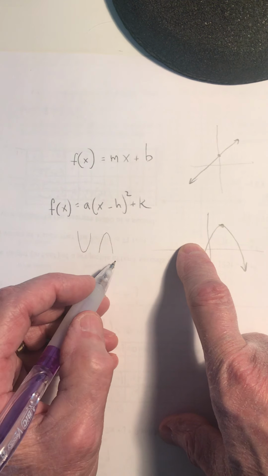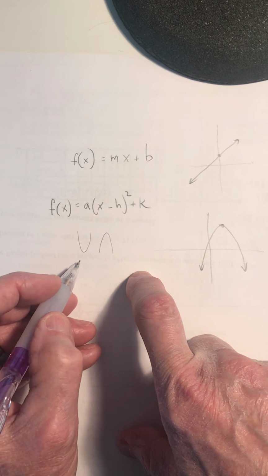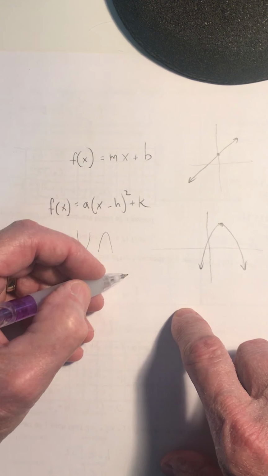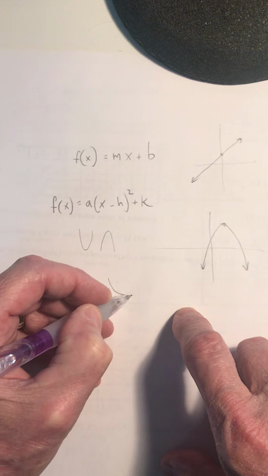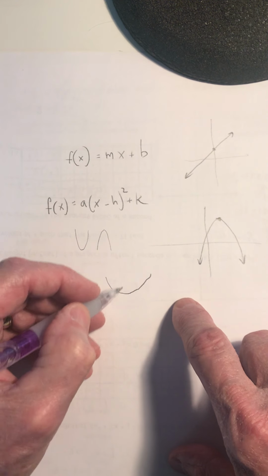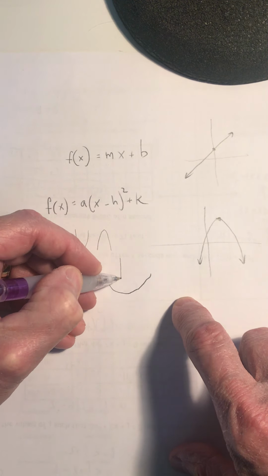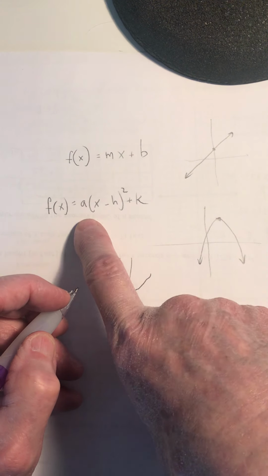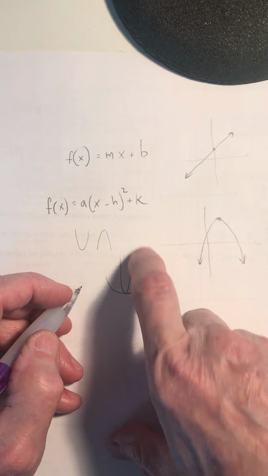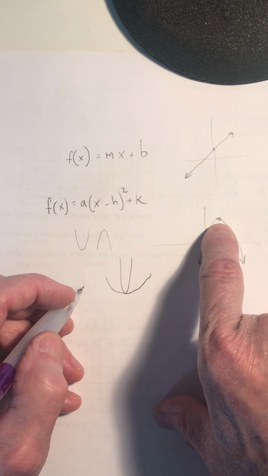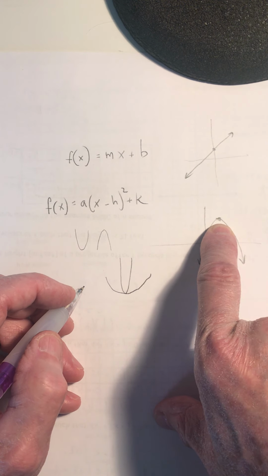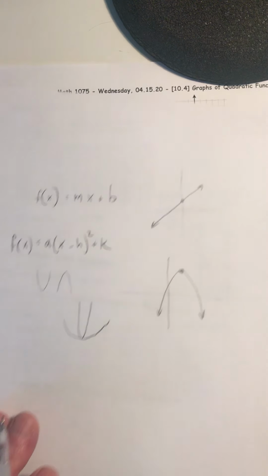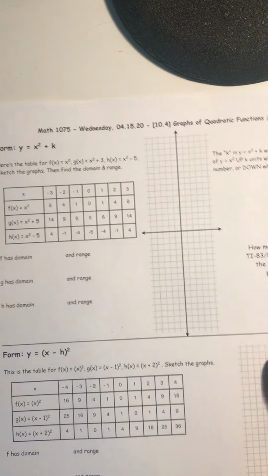The a is going to tell us a couple of things. It's going to tell us whether the parabola opens upward or downward. And it's also going to tell us, does the parabola look kind of spread out like that, or is it more, say, narrow and pointy like that? That's what the effect of the a is. h and k will locate the vertex. Okay? Now let's pretend I didn't say any of that stuff and start from scratch right here.